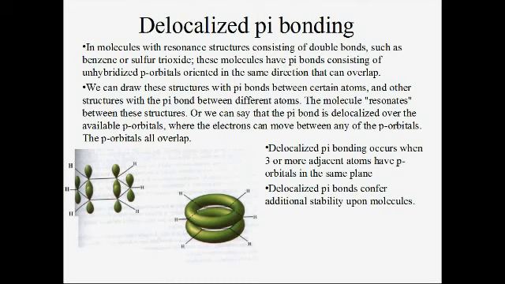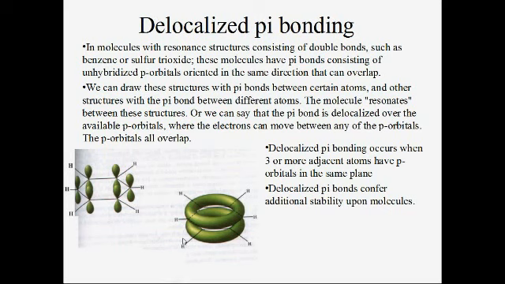In molecules with conjugated bonds, that means double bonds that are separated by single bonds, and structures with resonance structures, these show that the bonds can move around, the double bonds can move around, and show also that we have delocalized pi bonding. And delocalized pi bonding can run from 2 adjacent bonds to many adjacent bonds.